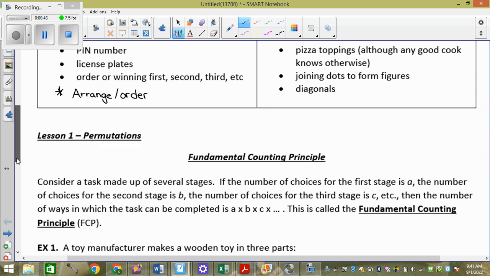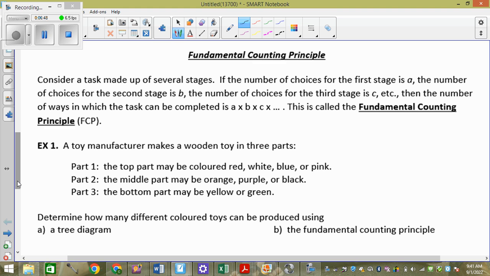So we're going to go down here to the fundamental counting principle. The fundamental counting principle is you consider a task made up of several stages. If the number of choices for stage A, the first stage, is A, the number of choices for the second stage is B, the choice for the third stage is C, etc., then the number of ways you can do that task is A times B times C. Well, let's see what the heck that even means.